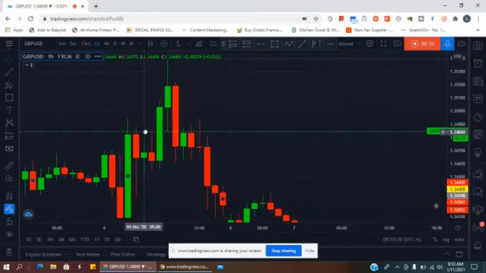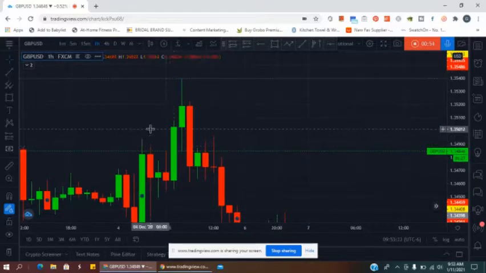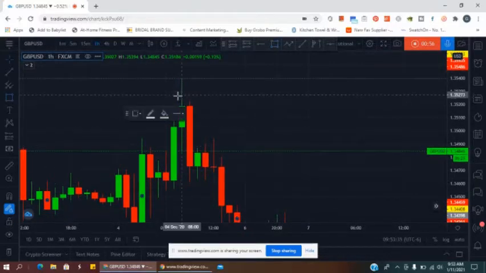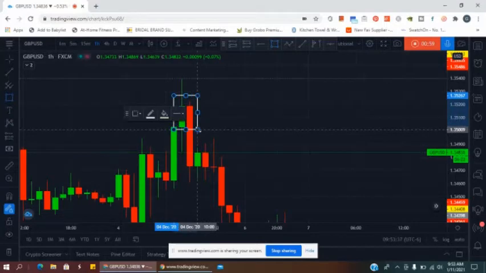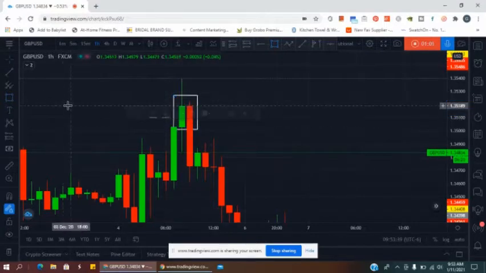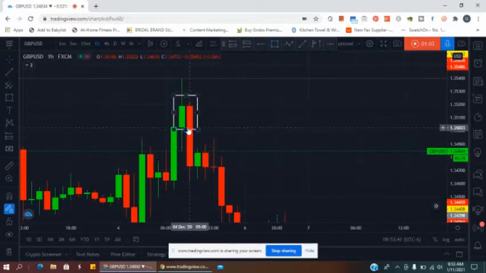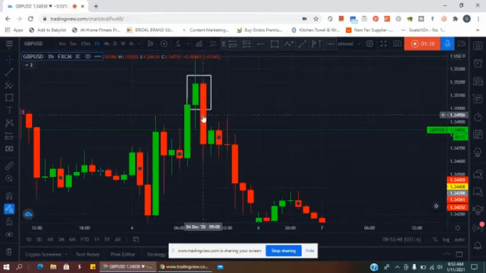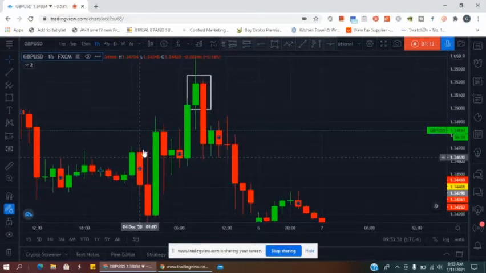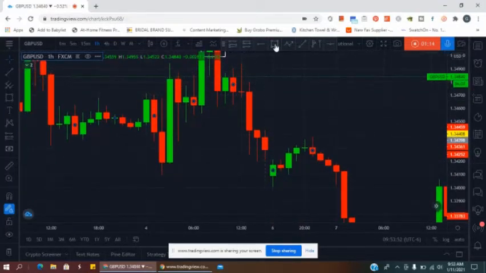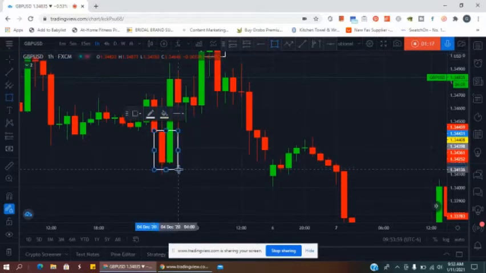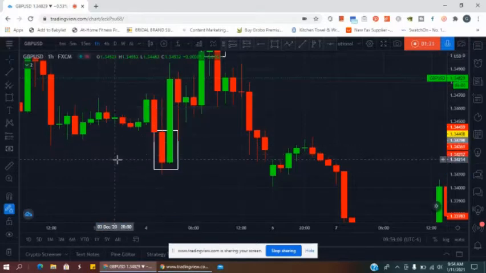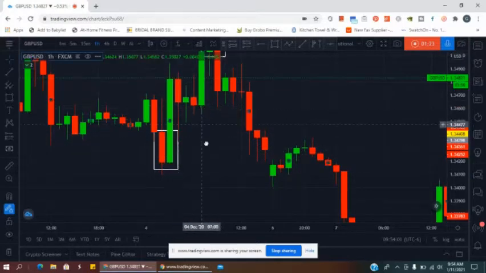Order blocks are, like I said, places where banks like to buy and sell, and you want to think of order blocks as bullish and bearish engulfing candles. If you don't know your price action very well, you're going to need to look up what bullish and bearish engulfing candles look like. This is a bearish engulfing candle. As you can see, the bearish candle is completely engulfing the bullish candle that happened. Right here would be considered a bullish engulfing candle. You can see that the bullish candle is engulfing the entirety of the bearish candle that happened.